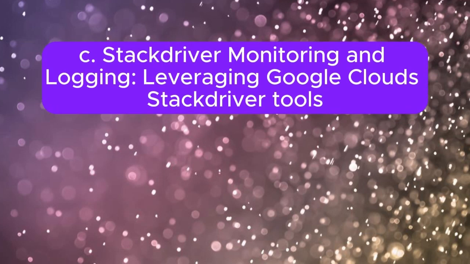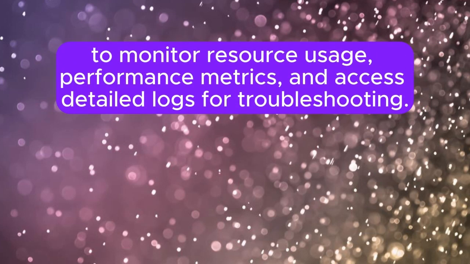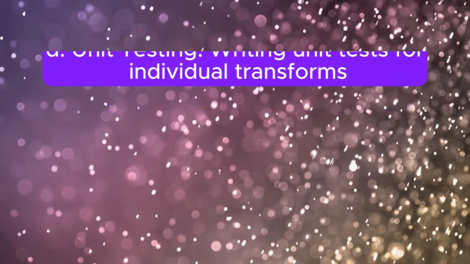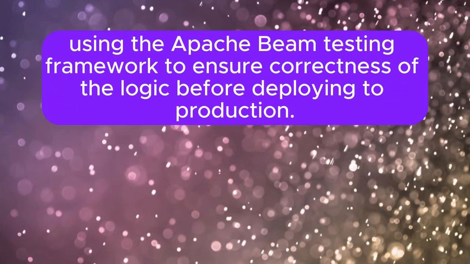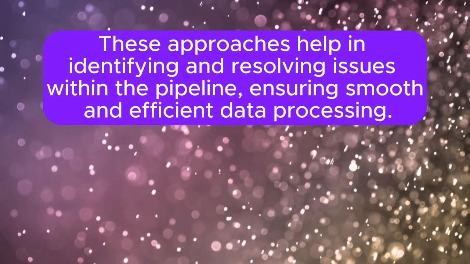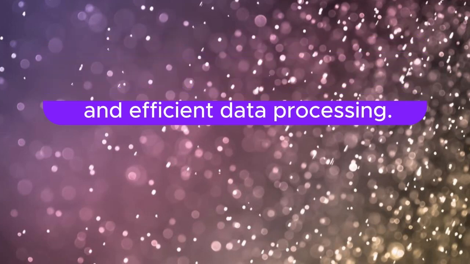C. Stackdriver monitoring and logging, using Google Cloud Stackdriver tools to monitor resource usage, performance metrics, and access detailed logs for troubleshooting. D. Unit testing, running unit tests for individual transforms, using the Apache Beam testing framework to ensure correctness of the logic before deploying to production. These approaches help in identifying and resolving issues within the pipeline, ensuring smooth and efficient data processing.